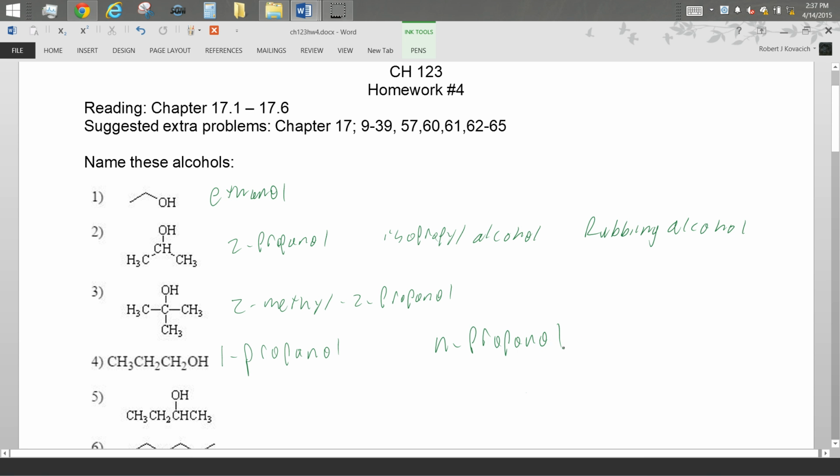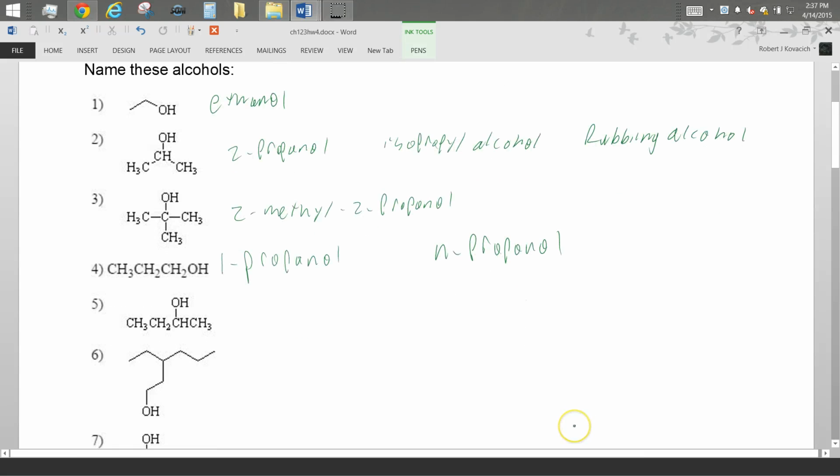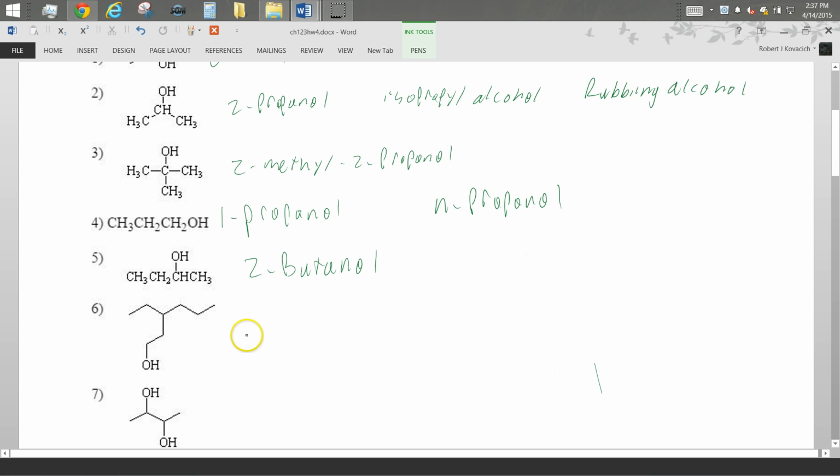The first one is the IUPAC name. The second one, the N propanol. That's normal propanol, even though it's not actually normal. It's abnormal to be 1-propanol, but you might see that written on a container. I'm sorry. There, yeah, that's right. And then how about 6?